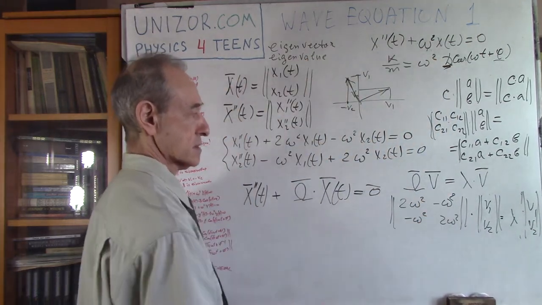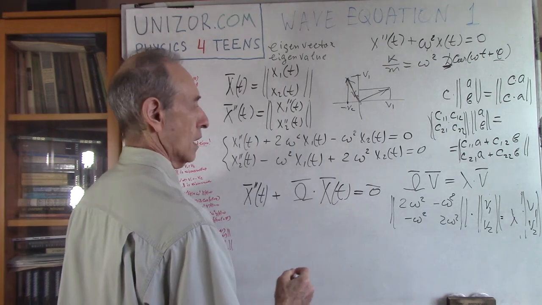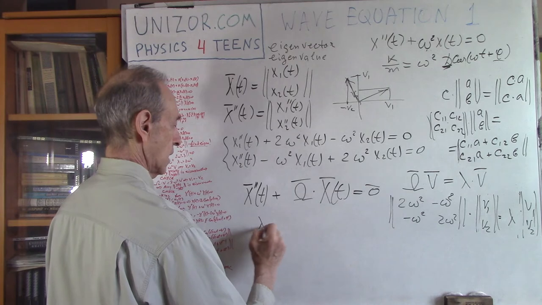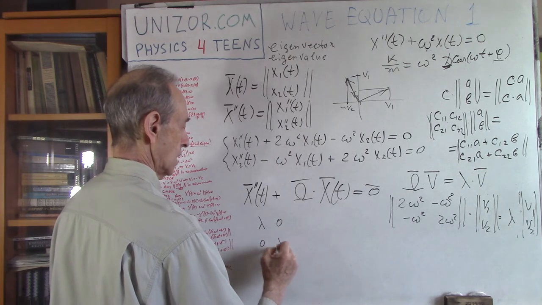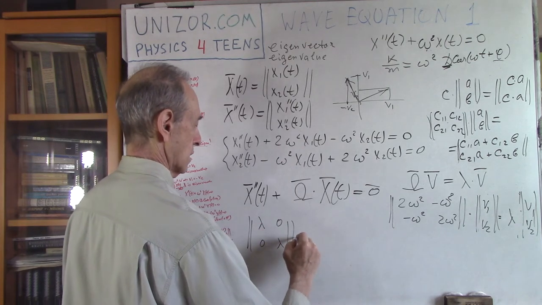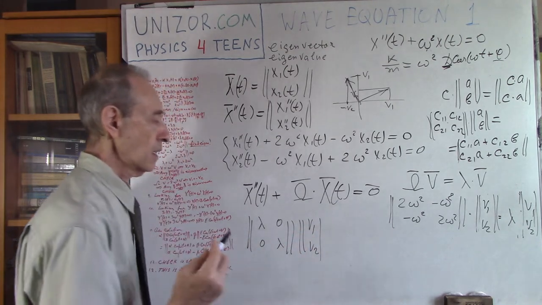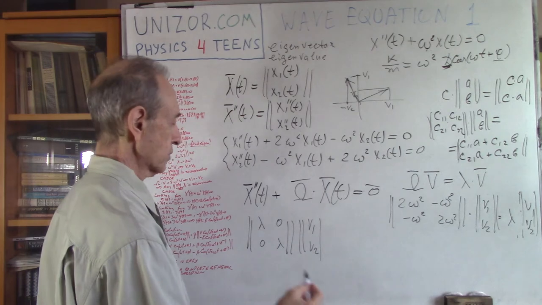Let me rewrite this slightly differently. Instead of lambda times v1, v2, I will put a matrix lambda 0, 0, lambda times v1, v2. Why can I do it? Well, for a very simple reason.